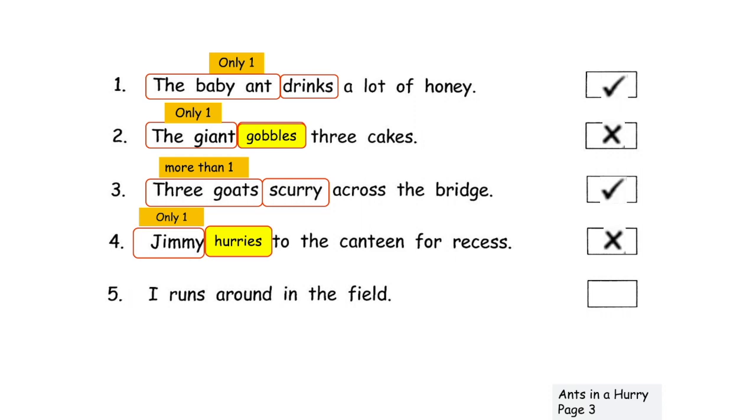The last one involves our special pronoun, I. I run around in the field. So my subject is I and my action word is runs. However, take note, this is a special pronoun. Even though you are alone, you don't add the letter S. So it should be I run around the field. This sentence is wrong, so I will put a cross.